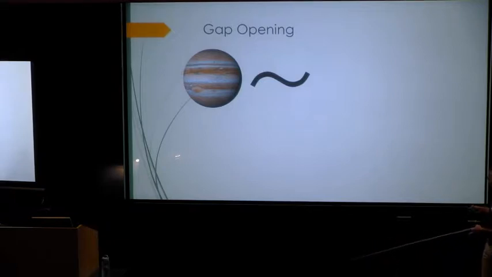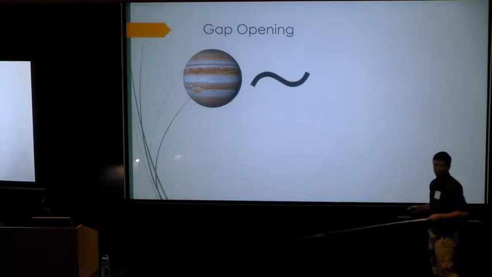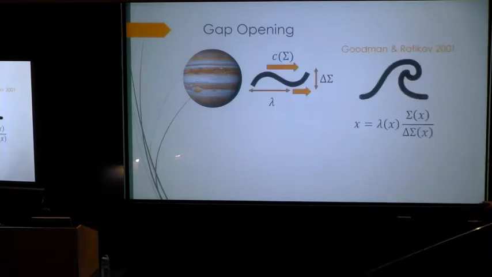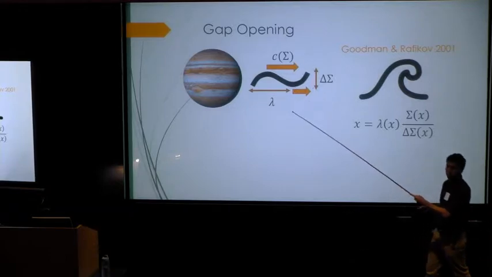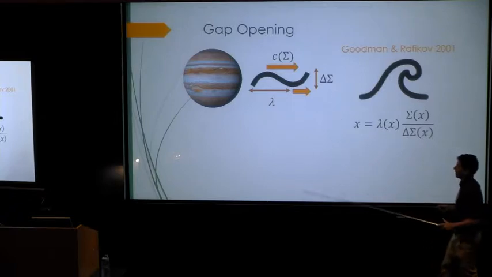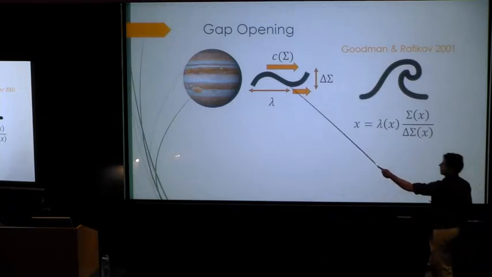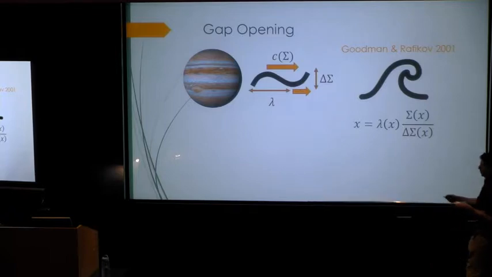However, this logic is incomplete, because you can consider planets below the thermal mass. So these planets generate only linear density waves, but these linear density waves are essentially sound waves. And as such, their velocity, the speed of sound, depends on their amplitude, on sigma, the density of the gas. So this means that peaks travel slightly faster than valleys. So at some point, the peaks will catch up with the valleys. And like a wave in the ocean, at some point, the wave will steepen, and then it will shock and dissipate at a location that was originally calculated by Goodman and Rafikov.